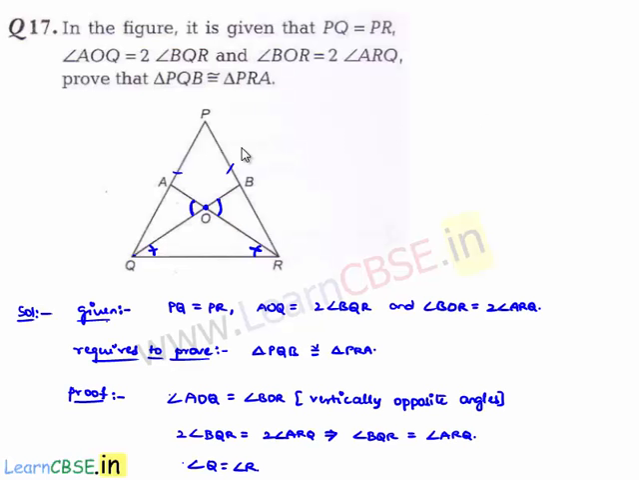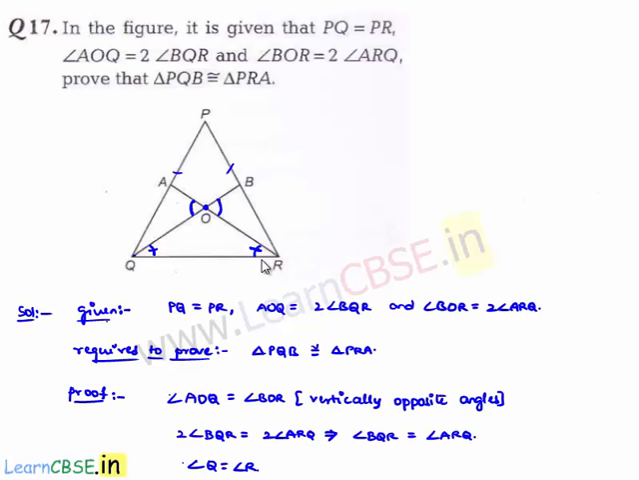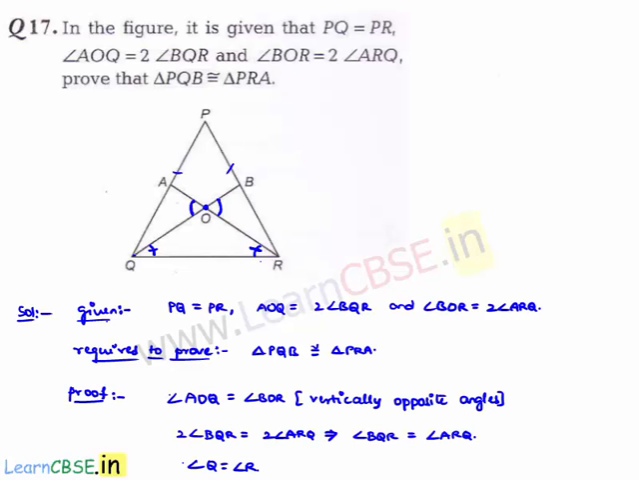plus angle PQB plus, and this angle is BQR. That is equal to angle R, which is nothing but angle ARQ plus angle PRA.